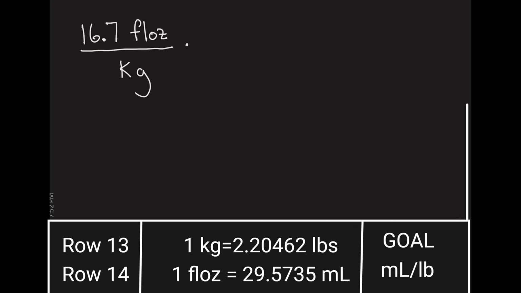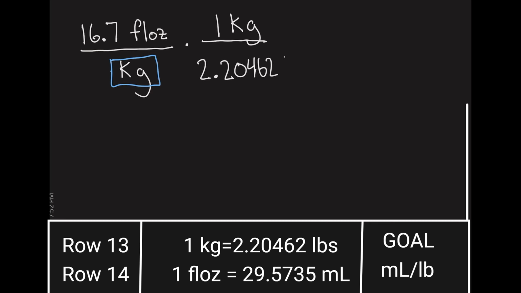Again, notice that my kilograms are in my denominator, so that means I want to place them in my numerator, so that way they will cancel each other out. Perfect. We can see that we're going to get a cancellation here. And now we need to just get rid of the fluid ounces and change them out with milliliters.